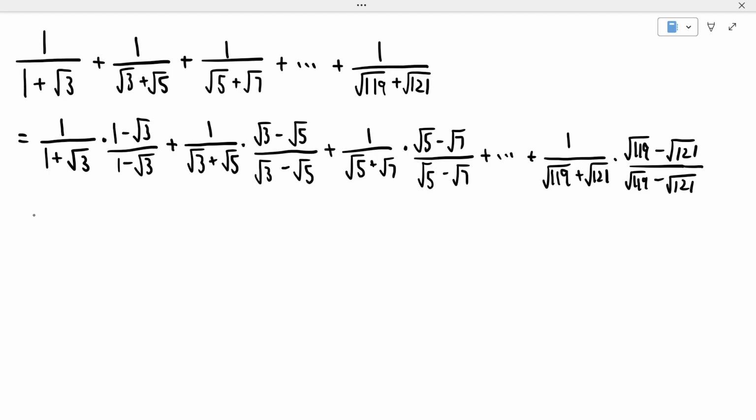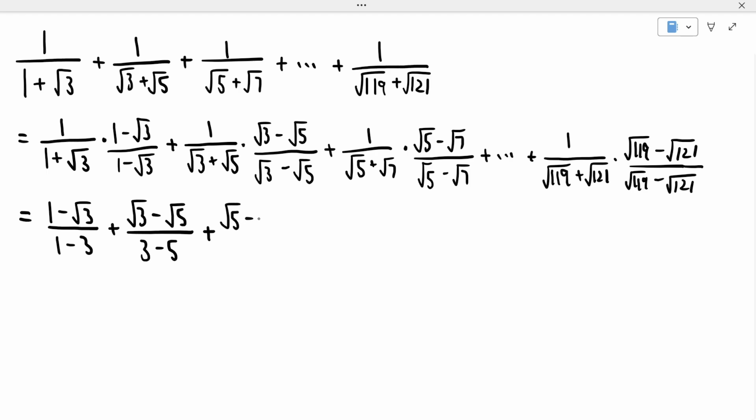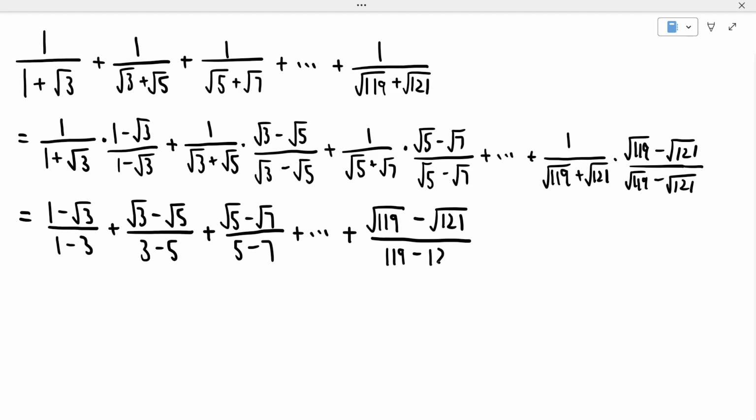Now we can simplify each term. The first term becomes 1 minus the square root of 3 over 1 minus 3. The second term becomes square root of 3 minus the square root of 5 over 3 minus 5, and so on. The third term becomes square root of 5 minus the square root of 7 over 5 minus 7, and this continues until the last term, which becomes the square root of 119 minus the square root of 121 over 119 minus 121. So now we can simplify this further because the denominator for each term is always negative 2.